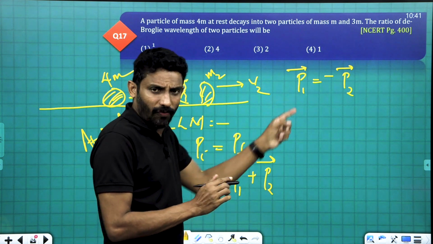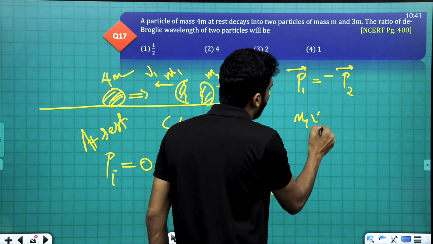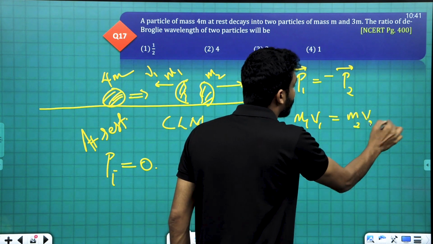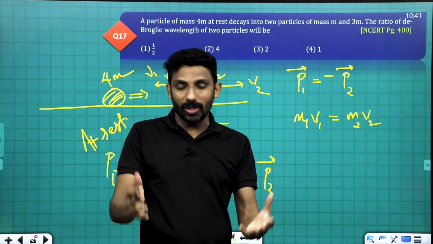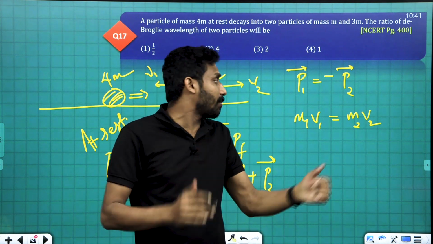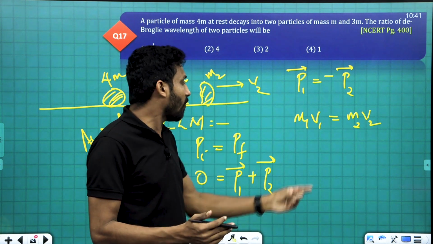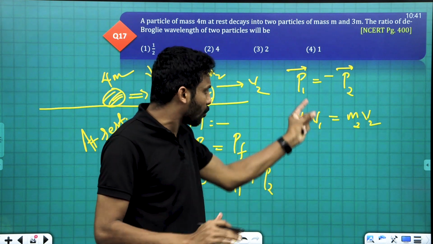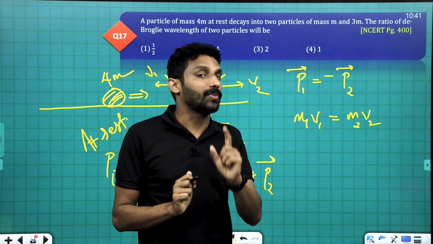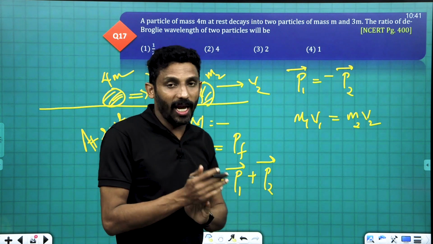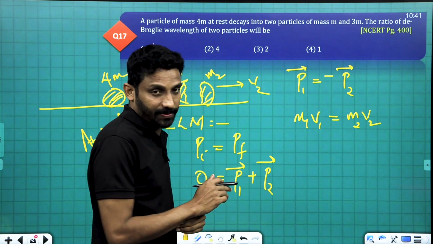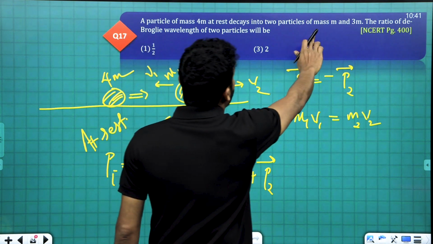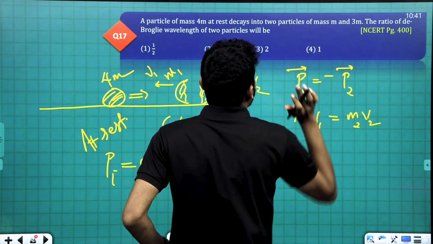The magnitude of this momentum is m1 v1 and that of the other is m2 v2. We can equate the magnitudes. The direction is opposite, indicated by the negative sign. While we write the magnitude, there is no need for the negative sign; it only indicates direction. So m1 v1 is equal to m2 v2. We understand this. Clear? Now, the two particles of mass m and 3m. Okay, see.